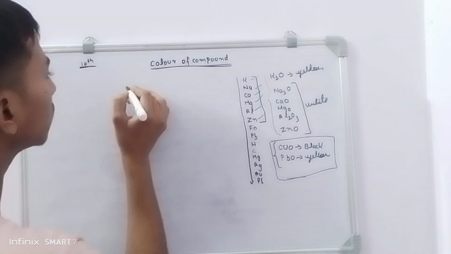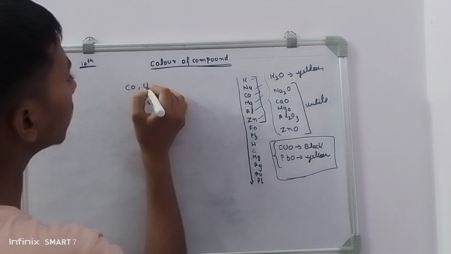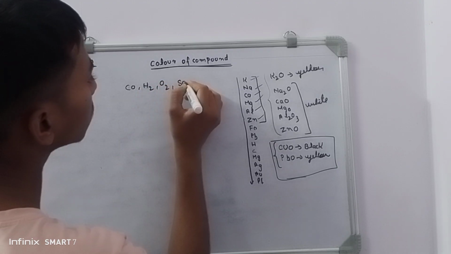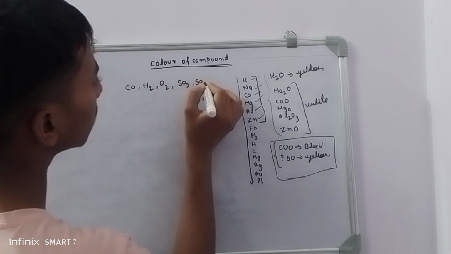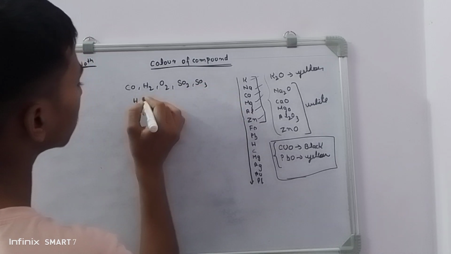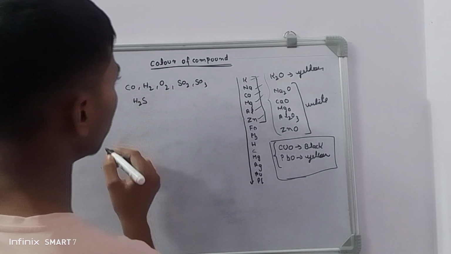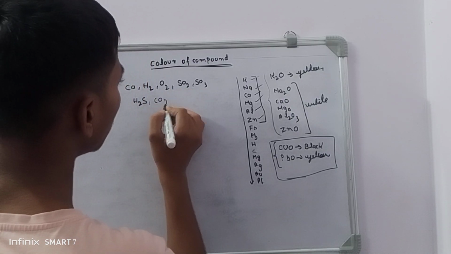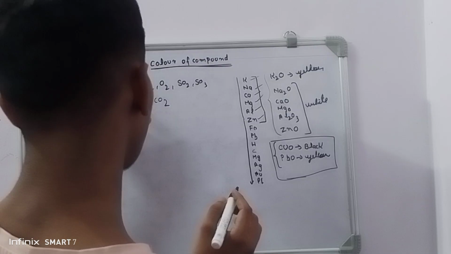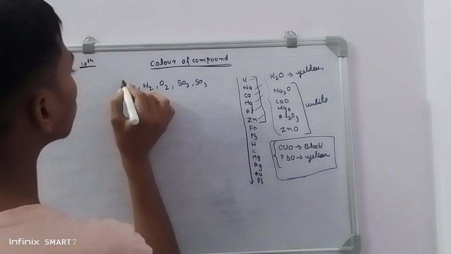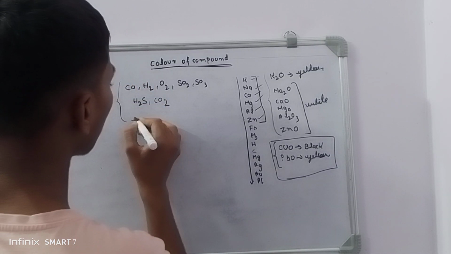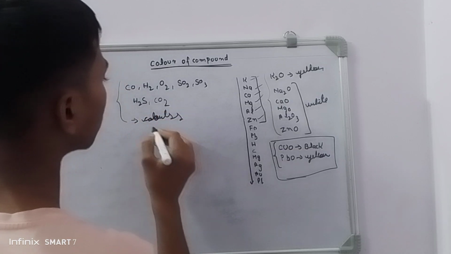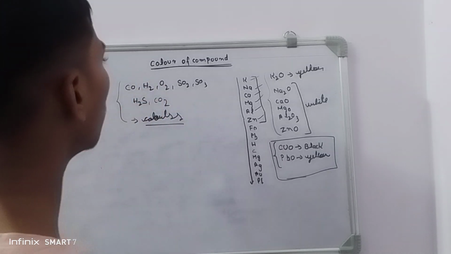So it started from CO, H2, and then O2, then again we have SO2 and SO3, and H2S. These are the important gases which you have to study, and CO2. Only these gases you have to study. All these gases are colorless. What I am saying is, these all are colorless. That means there is no color in any of the gases.